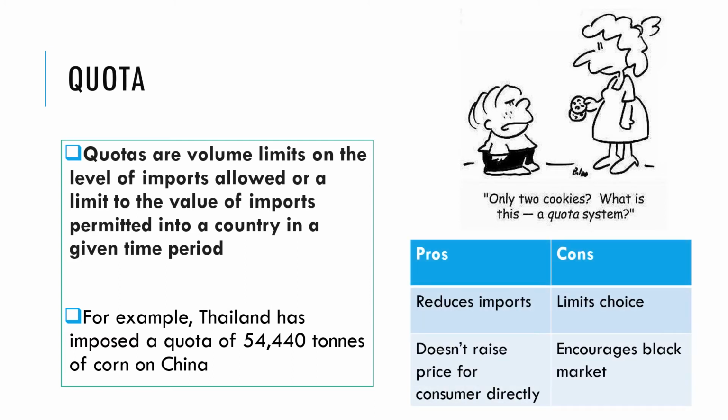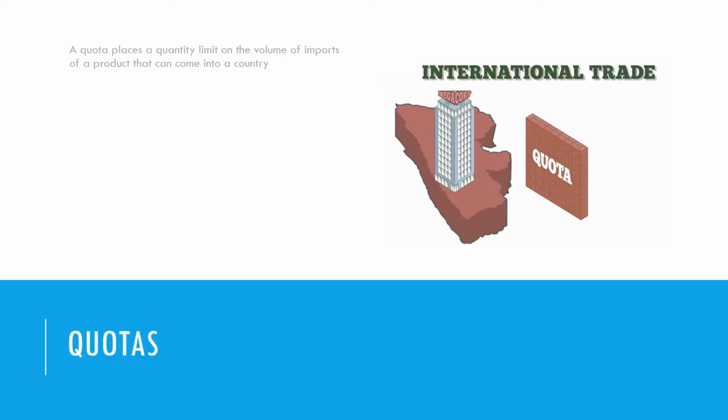Well, again, it reduces imports. It doesn't raise the price for the consumer, so that's an advantage. On the flip side, the negatives are it limits choice for the consumer and does encourage the black market and smuggling. Again, here's some more information about quotas.